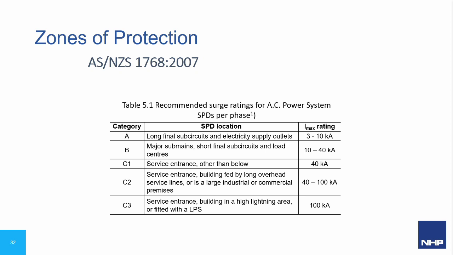Category C2 is a facility that does not have a lightning protection system. However, it is fed from long overhead power lines, or the facility itself is large and could possibly receive a direct strike. This is where one must refer to the isokeraunic map and determine the likelihood of a direct strike. If the likelihood is small, a device with a lower Imax could be used. However, if the likelihood is high, then an SPD with a higher Imax should be used. Category C1 is where the facility is fed from underground service, and therefore the likelihood of damage as a result of lightning is reduced.